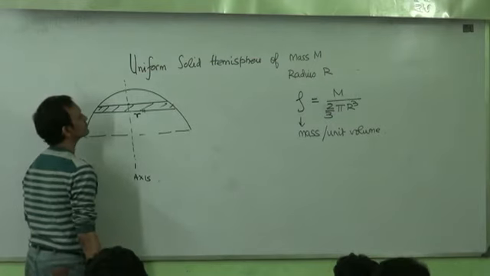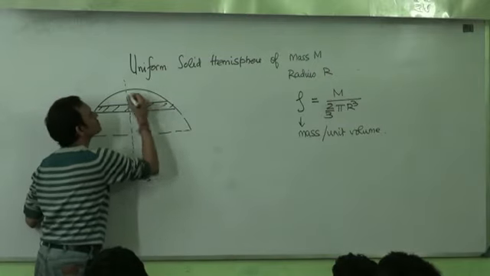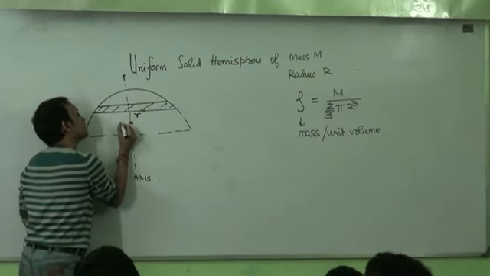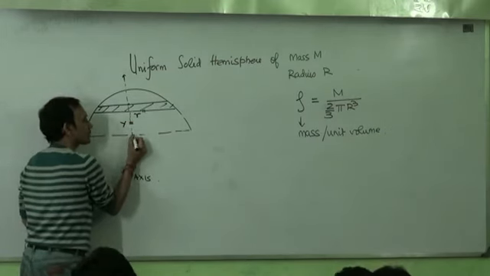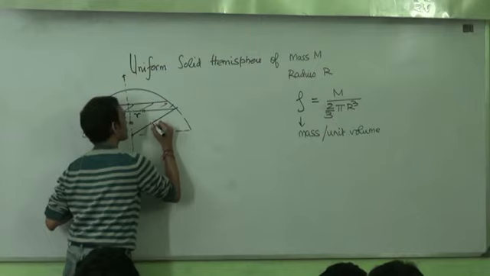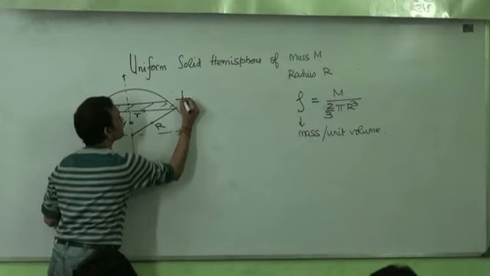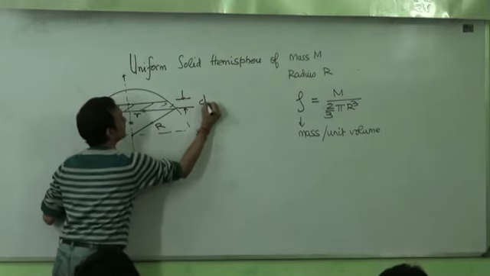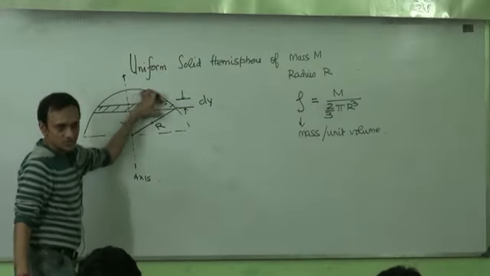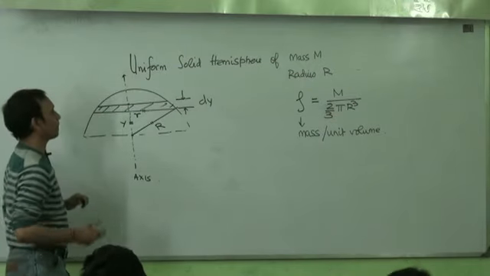Now, in any case, let me look at one such disk. It's located at a distance y, and this is capital R, the radius of the hemisphere, and it is of thickness dy. This particular circular disk is of radius small r and of thickness dy, right?